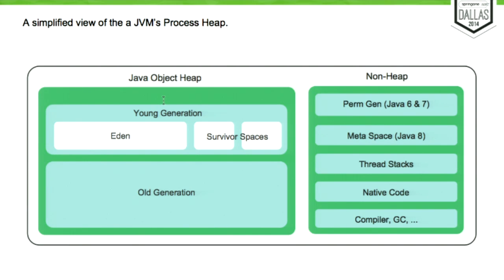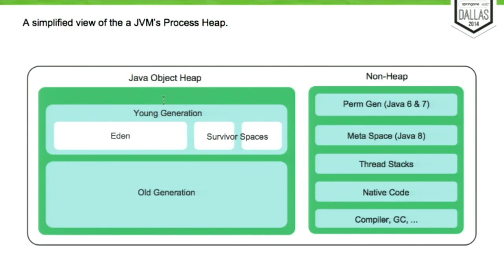So for those of you who haven't seen this before, and for those of you who have, a refresher: the process heap is the JVM itself. The process heap is what the operating system sees. Most people, when they're tuning the heap, don't immediately understand that what they're really tuning for memory size is the object heap.